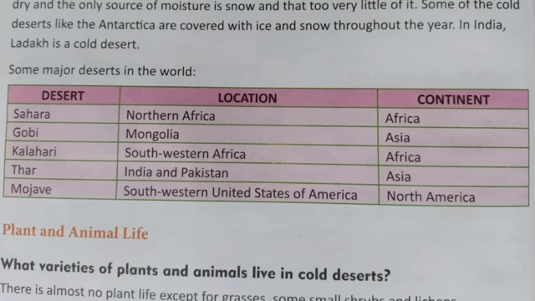This table shows some major deserts found in the world, their location and continent. Sahara Desert, Northern Africa, in Africa. Gobi Desert in Mongolia, lying in Asia. Kalahari Desert, Southwestern Africa, in the African continent. Thar Desert, India and Pakistan, in the Asian continent. Mojave Desert, Southwestern United States of America, in North America.